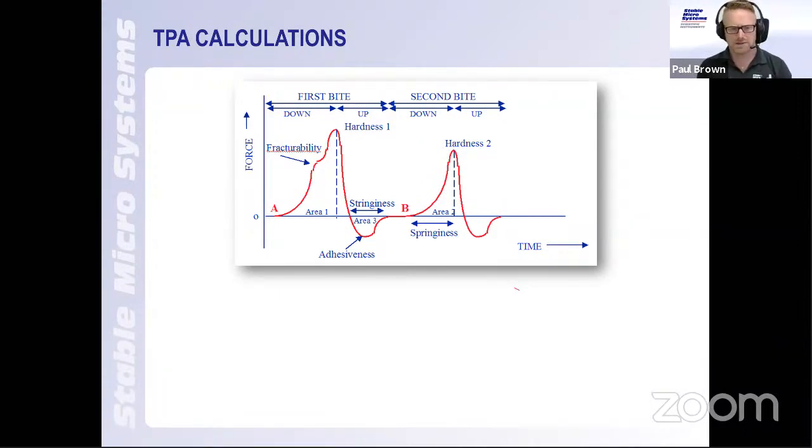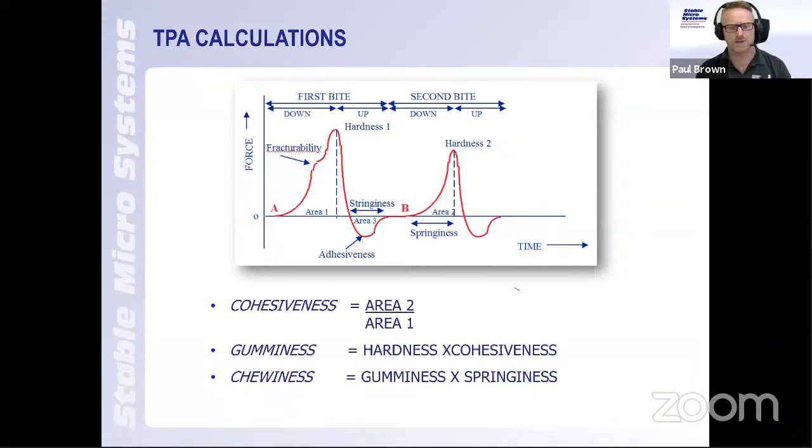So if you're using this type of calculation, it may be that the second pass doesn't have the calculations that are possible. And just to point out, we add 3 additional potential areas that you can analyze with TPA. We look at cohesiveness, we also look at gumminess and chewiness of the product.